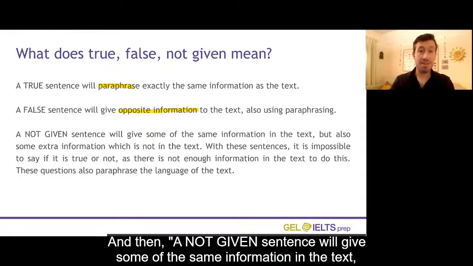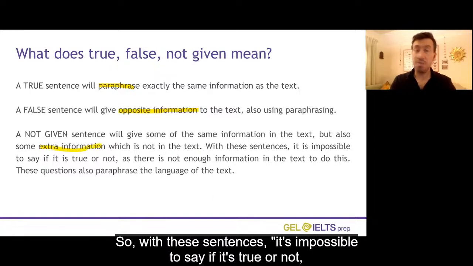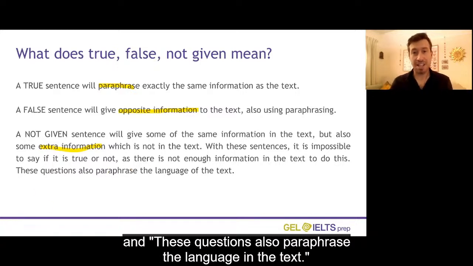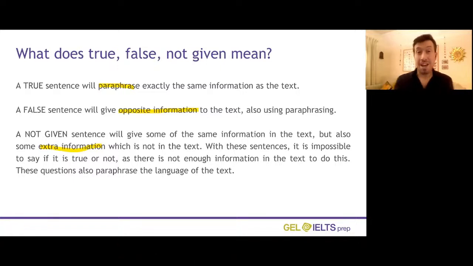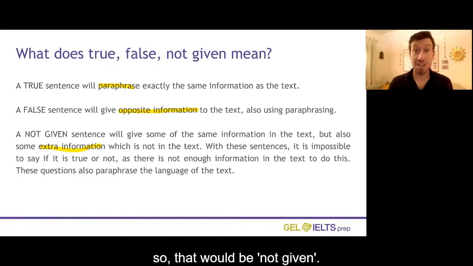And then a not given sentence will give some of the same information as the text, but also some extra information which is not in the text. So with these sentences, it's impossible to say if it's true or not, as there's not enough information in the text to do this. And these questions also paraphrase the language of the text. So when you look at it and you look at the text, you're like, oh, maybe, but I don't know. And it's impossible to say if it's true or false in that situation. So that would be not given.